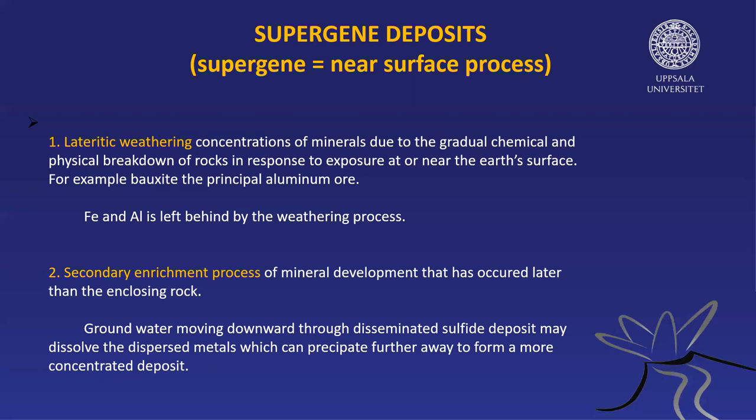Lateritic weathering is one of the processes to form supergene deposits. That's the concentration of minerals due to the gradual chemical and physical breakdown of rocks in response to exposure at or near the Earth's surface. And that's the way you form bauxite, which is the main aluminium ore. Basically, you leach everything from the rock, you transform the rock into a soil, you keep leaching all the elements, and what is left behind is iron and aluminium. I'll talk about that very quickly after.